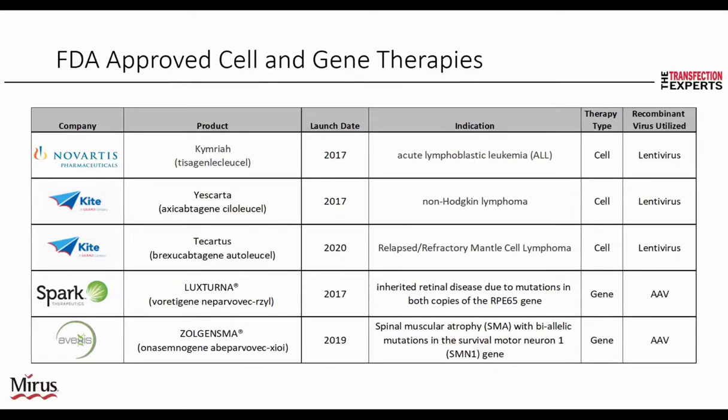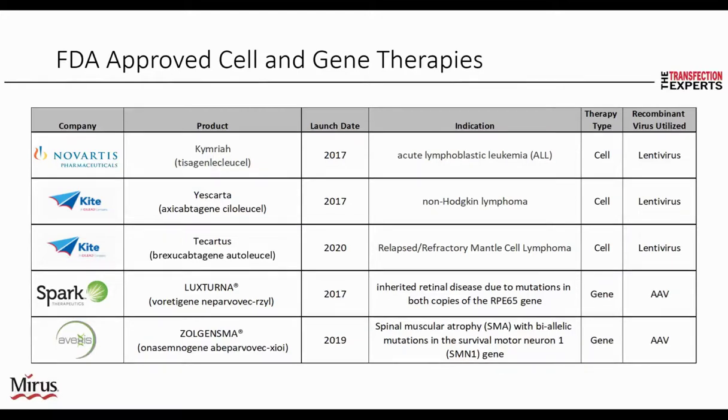Currently, there are 3 cell therapies and 2 gene therapies approved by the FDA. In 2017, Novartis's Kymriah, which is designed to treat acute lymphoblastic leukemia, and Kite's Yescarta, which is designed to treat non-Hodgkin lymphoma, were introduced. Very recently, in July of 2020, the FDA approved Kite's Tecartus for treating relapsed or refractory mantle cell lymphoma. On the gene therapy side, in 2017, Spark Therapeutics launched Luxturna, which is a gene therapy directed at correcting inherited retinal disease due to mutations in RPE65.